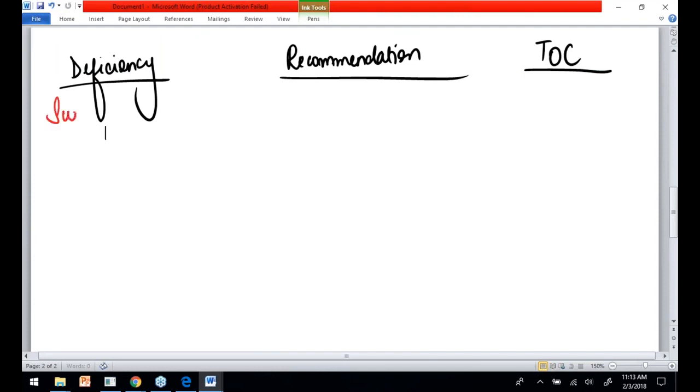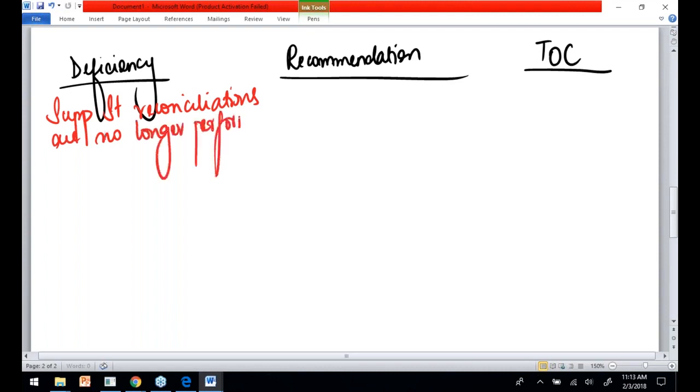So, supplier statement reconciliations are no longer performed. Remember, and notice that I have copied exactly from the case scenario. That's what you have to do. This is the easiest part, right? Copying from the case scenario. Do it, all right? In the exam, you have to do it in the exam.